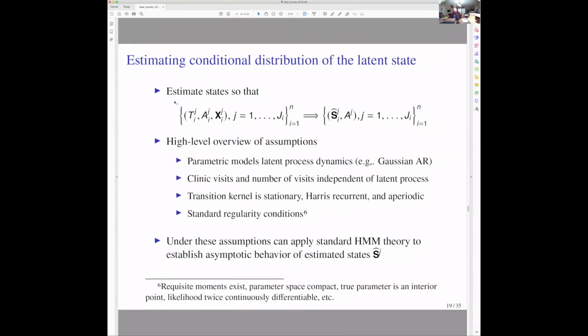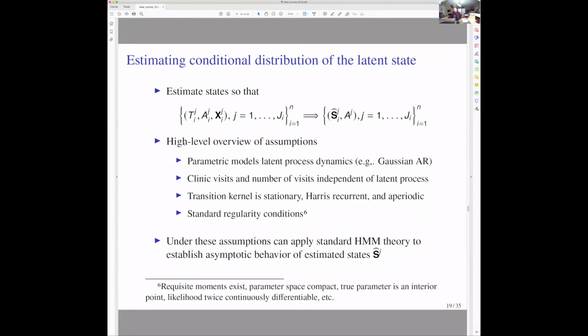Okay, so now what do we do? Well, we derived these estimating equations assuming we observe the state, which we don't. So what we do instead is we take the observed data, which is here. This is the raw data that we observe: time, action, and patient measurements. And then we estimate the latent state. So we get S hat j and actions which are observed. And then once we have this, we can apply the method with S hat replacing S in those estimating equations.